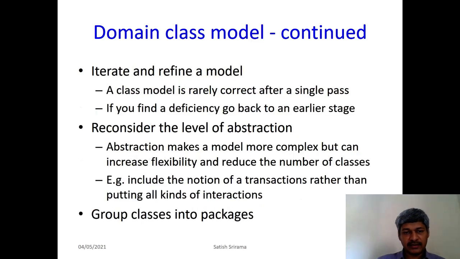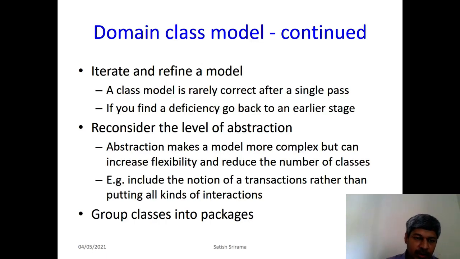Once that step is done, you have to iterate and refine the model. A class model is rarely correct after a single pass. In a single pass, you cannot come up with a perfect class model, even if you are an expert. So if you find any deficiency during this stage, you go back to the earlier stages and then come back again. Start designing and identifying new classes and new associations, etc. So you come through all the steps again.